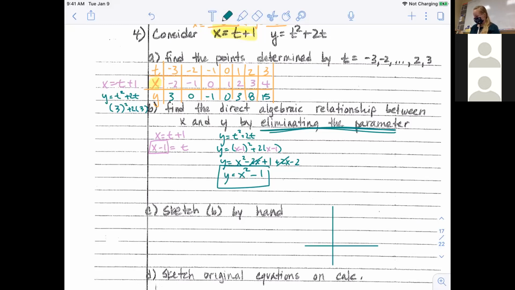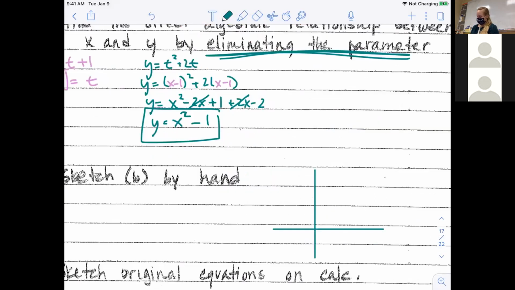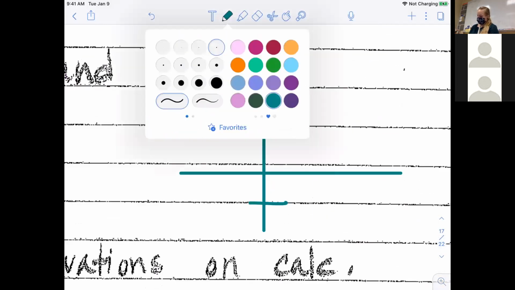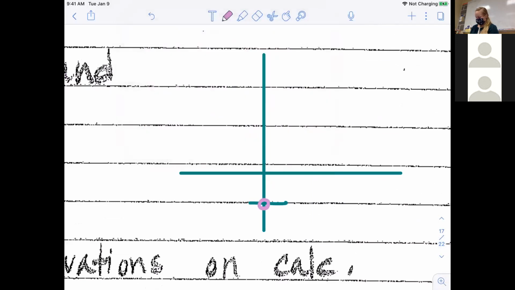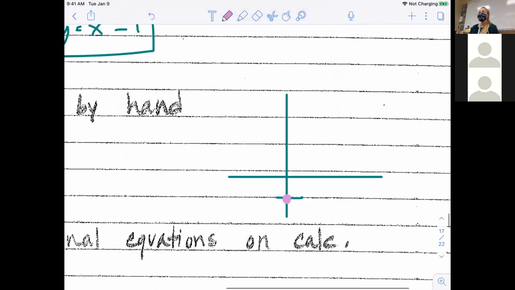A parabola? And what's its translation? How did it move? Down 1. Why is it down 1, Ellie? Good. The minus 1 is outside of the square, so it moves it down 1. And then I just parabola from here. Whatever, it doesn't have to be exact. That looks pretty good.